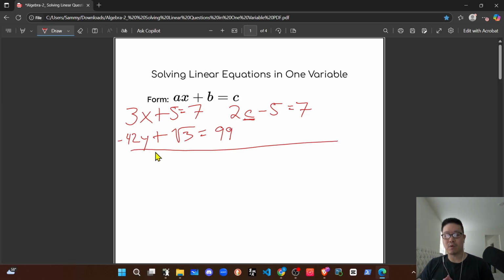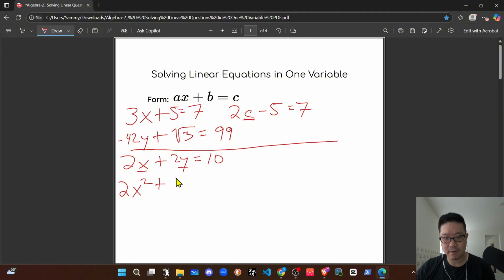Some examples of equations that are not linear would be something like 2x plus 2y equals 10. In this case, we have two variables, x and y, so this would not be a linear equation in one variable. Another equation that's not linear would be something like 2x squared plus 3 equals 5. In this case, this is a quadratic equation. Anytime you get a polynomial with an exponent of 2, you get a quadratic equation.